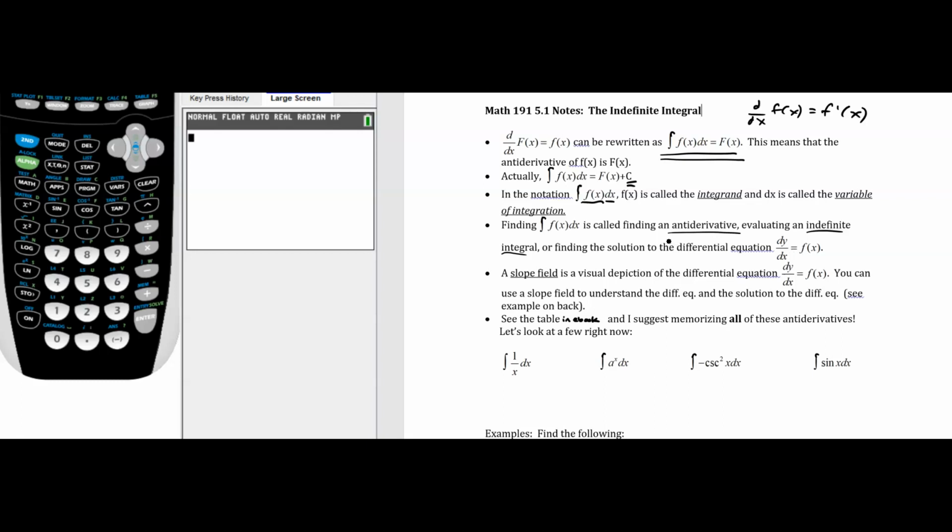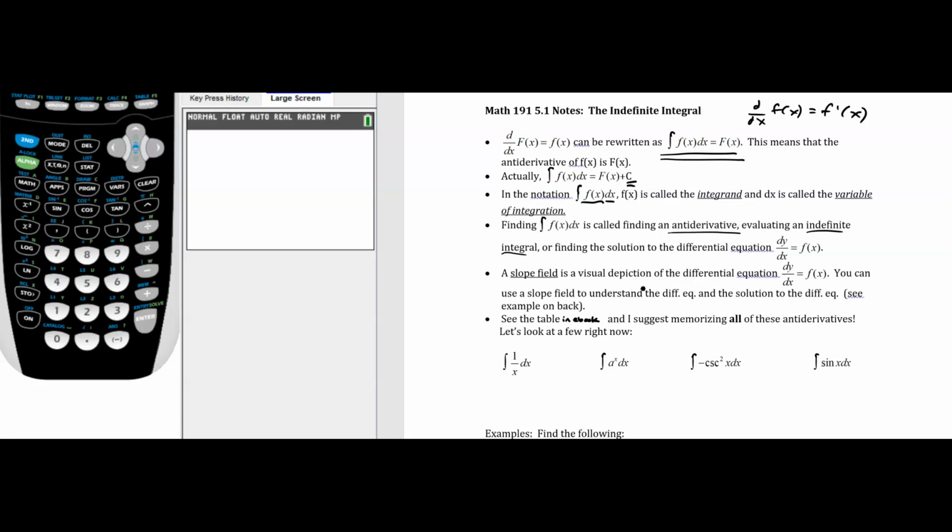So when I give you a question and I say find the antiderivative, it just means find the function that has our particular function as its derivative. Or if I say evaluate the indefinite integral, find the function that has this as its derivative. Or find the solution to the differential equation, I quite literally mean, once again, to do exactly this. We'll talk about a visual way to think about the solutions to these on the next page, or probably a couple videos from now.